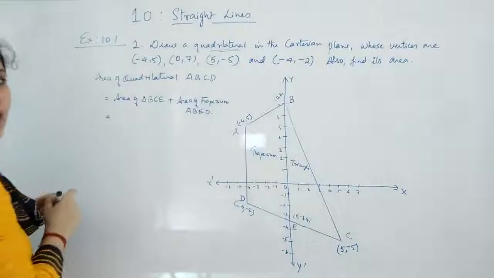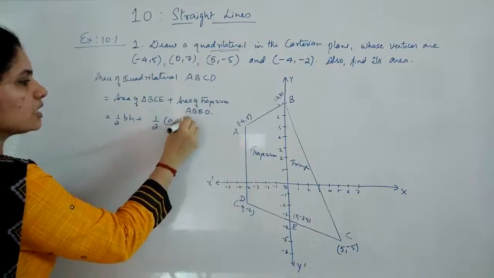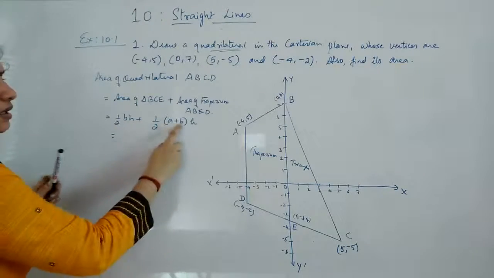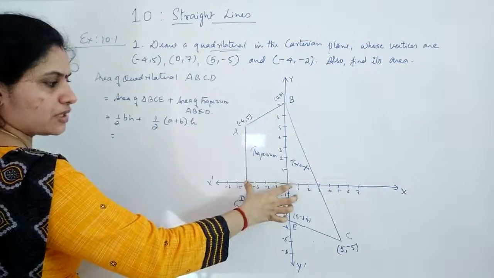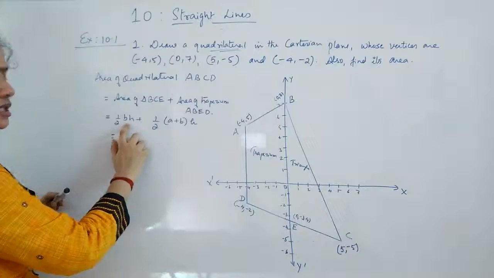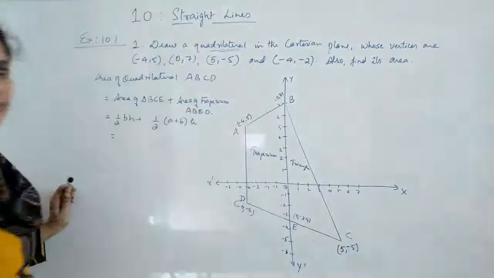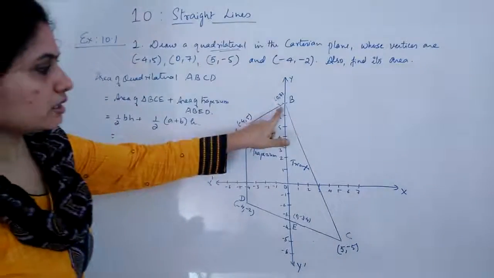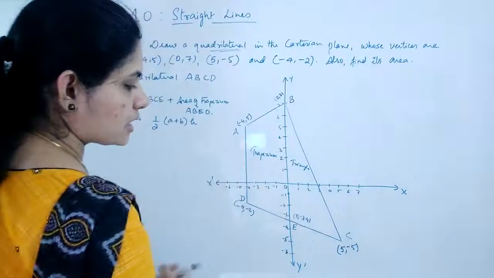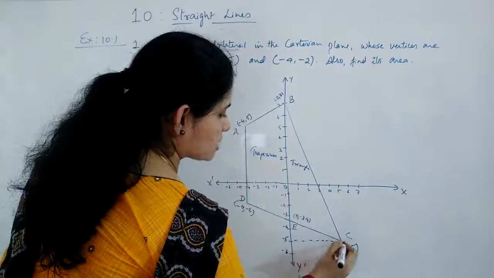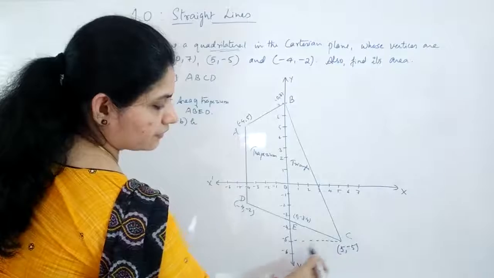Okay, so you can use your half BH concept. For the trapezium, the formula is half into (A plus B) into H, where A and B are the two parallel sides and H is the distance between them. For the triangle, the area is half into base into altitude. Now for the triangle, BE is the base, and here you have to take a perpendicular so that you will get H. Because it is an obtuse angle forming, you will have the height here, and this is again 5 in length.